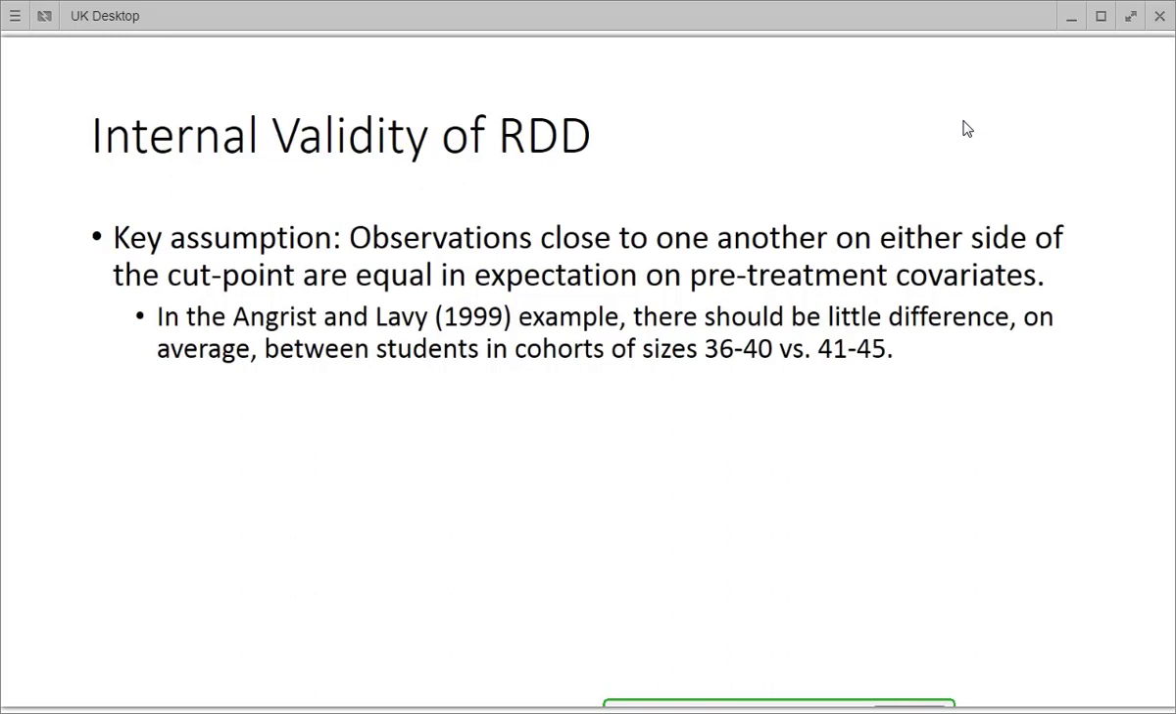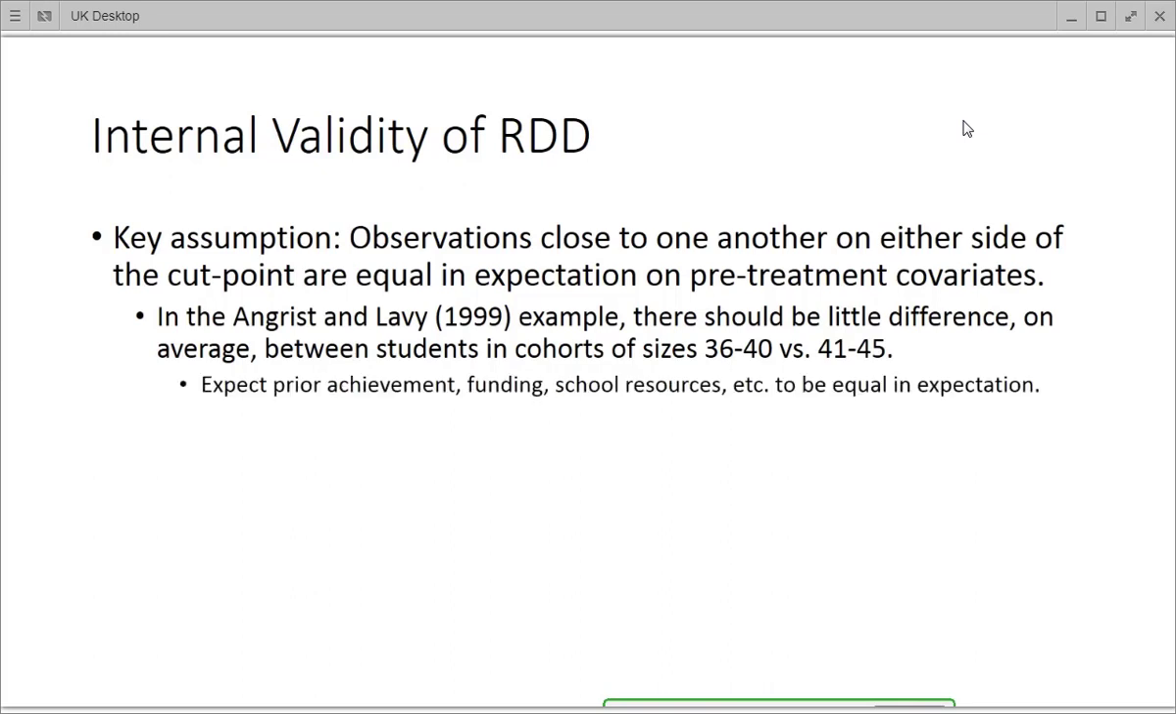That becomes a little more clear when we look at the cut point itself. In terms of a school that has an incoming cohort of 5th graders, let's say, that has 40 students in it, versus a school that has an incoming cohort of 4th graders that has 41 students in it, we would expect, if we take an average across all the different schools with cohort size 40 and cohort size 41, that the achievement of the classes should be roughly the same. Prior achievement, the funding, the school resources, all of these background or pretreatment covariates should be roughly equal on average to one another.